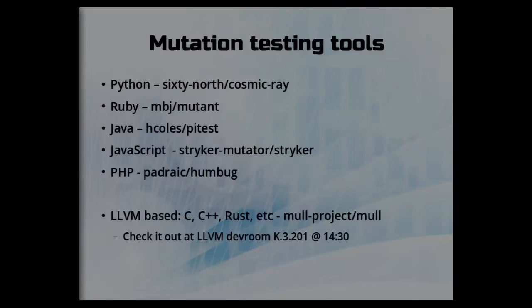Here is a list of some mutation testing tools. I have been using only the first two. I mostly use Python, and I contribute to Cosmic Ray for Python. And I've used Mutant for Ruby, but not very actively at the moment. And the names to the right are GitHub repositories.